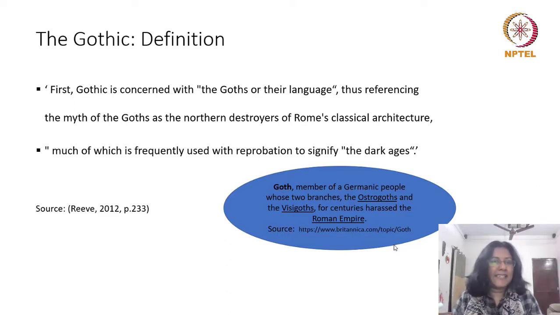Therefore, Gothic has come to signify anything that is dark, barbaric, and cruel. So it is also a term of reprobation. It is a negative term used to criticize in a negative way the person to whom this term is applied. And if you look at that small note there, the Goth refers to Germanic people, and there are two branches, the Ostrogoths and the Visigoths. As I pointed out, they are supposed to have harassed the Roman Empire in the 5th century. So this barbaric element is associated with the Gothic, and we need to understand that this is a derogatory term in contemporary understanding as well.